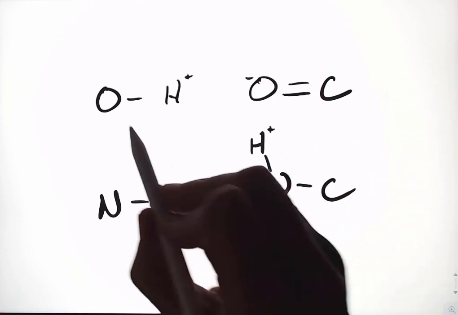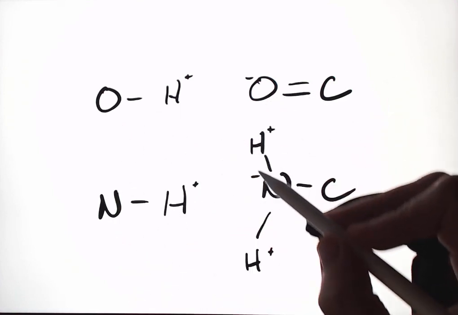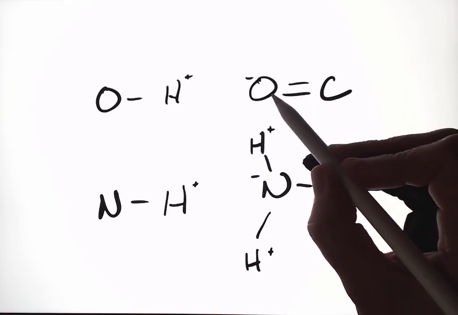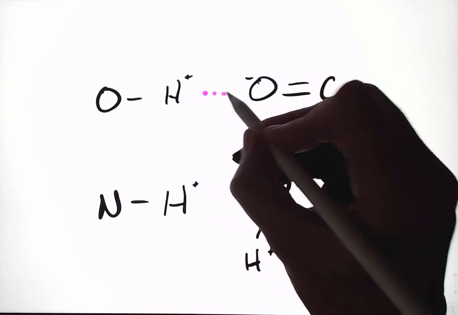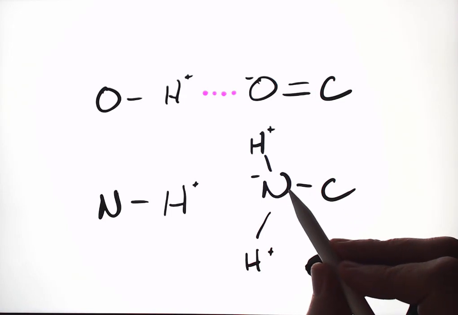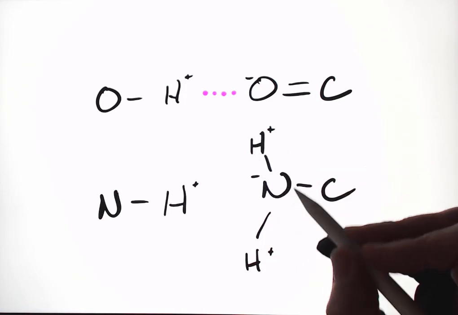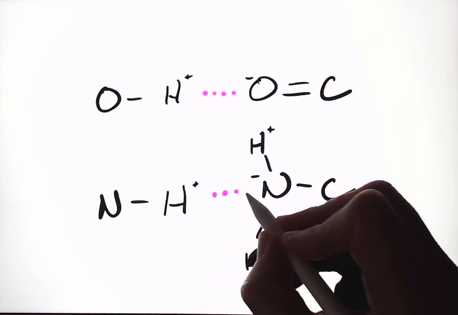Hydrogen bonding then occurs where you have a hydrogen bound to an oxygen or a nitrogen, and nearby is something that is a little bit more negative. In this case, a carbon double bonded to oxygen. The oxygen's more electronegative. I'll just show the hydrogen bonding with these little purple dots. Here, a carbon bound to a nitrogen and two hydrogens, an amino group, NH2. The nitrogen is a little more electronegative. This hydrogen's a little positive, and there's a hydrogen bond.